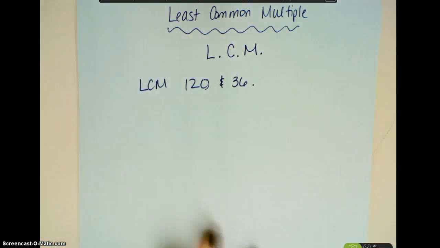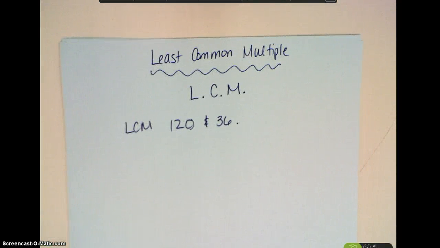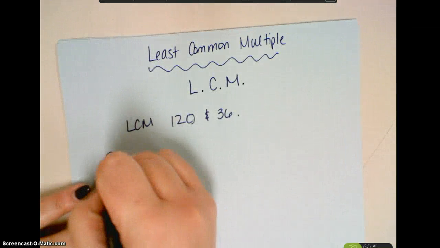Okay, so you could make a list. I could start by saying 120 and 240, but then it's going to be quite extensive, especially as we get higher up. So this is an easier and quicker way to do this. The first step is going to be factor trees.